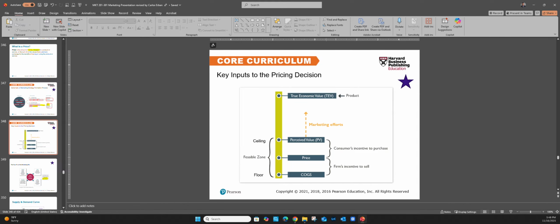Then your price, let's say you set it here, so this is good because there is an incentive to sell. So this is called the feasible zone. The feasible zone is you want it to be higher than the cost and lower than the perceived value. So this is kind of your ceiling. The perceived value is how much the consumer is willing to pay, right? So if your price is higher than the perceived value, they will probably not buy it.